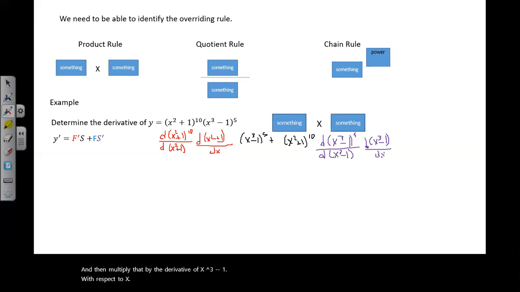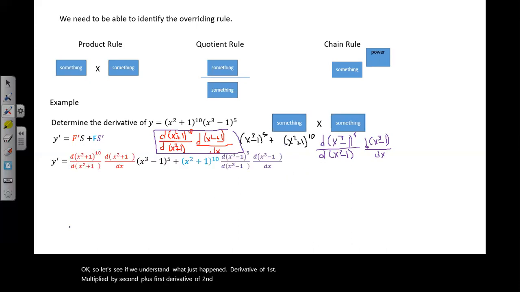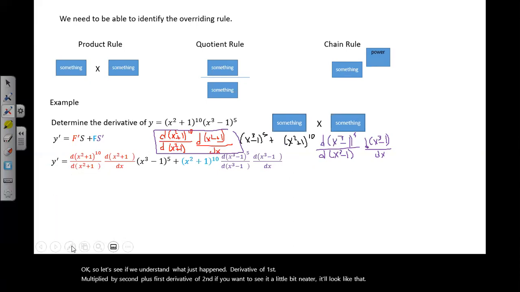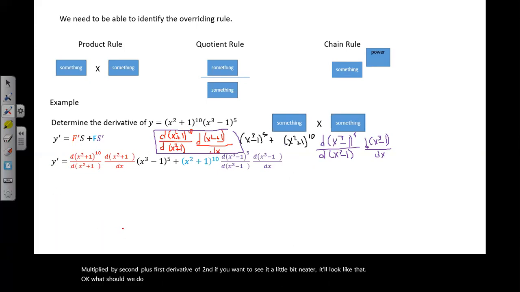Okay, so let's see if we understand what just happened. Derivative of first multiplied by second plus first derivative of second. You want to see it a little bit neater? It'll look like that. Okay, what shall we do next? We're going to work out all these steps.